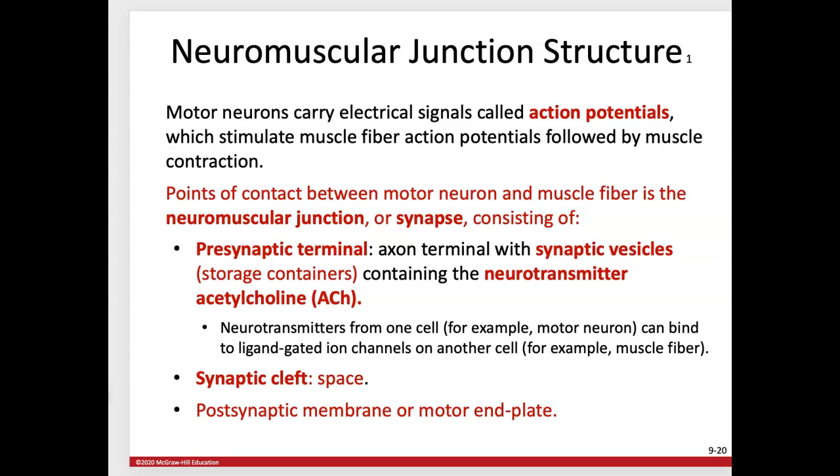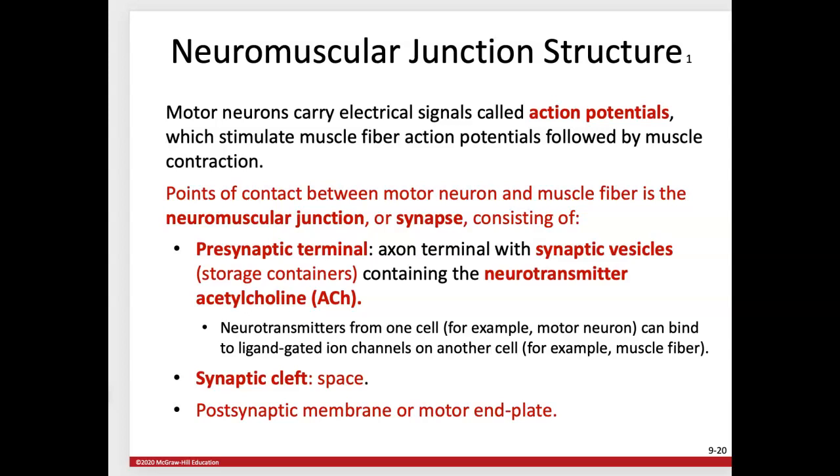So I'm going to say that again. The presynaptic terminal, or the neuron that leads up to that muscle, is the presynaptic terminal. And the end of that terminal, the axon terminal, is filled with little storage containers called synaptic vesicles. And those synaptic vesicles contain acetylcholine, abbreviated ACh, and that is a neurotransmitter.